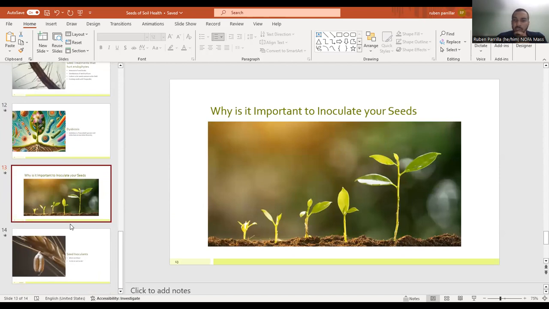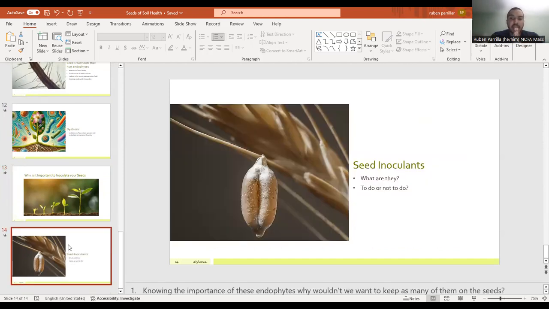So quickly here, this is going to be the last step. I will go quickly on seed inoculants. We already discussed all the benefits of these endophytes, and you may be asking yourself, why should I promote endophytes? The answer is very clear, right? We want to make sure that our plants are healthy, that they're photosynthesizing to their max genetic potential, and that they're producing nutrient-dense foods, which is the ultimate goal for us as cultivators.